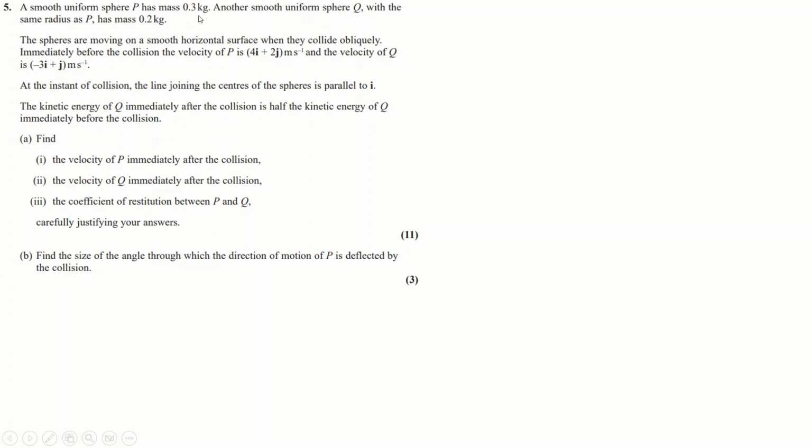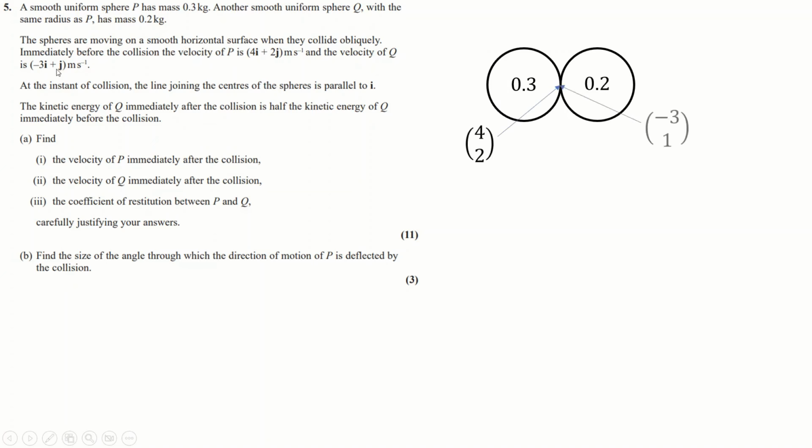A smooth uniform sphere is 0.3, and then another one, mass 0.2, so obviously we're going to draw it. One is moving at this velocity, and the other is this velocity, so it's going in this direction, isn't it? Minus 3, 1. And this is important: at the instant of collision, the line joining their centers is parallel to i, so it's a horizontal line joining the centers. Now that's important for a couple of reasons. The vertical component of the velocity is preserved if they meet horizontally like this. So when we're thinking about the outward vectors that these things leave on, the vertical component is still going to be 2 for this one, and the vertical component of this one is still going to be 1, or 1j, I guess. So that's kind of important.